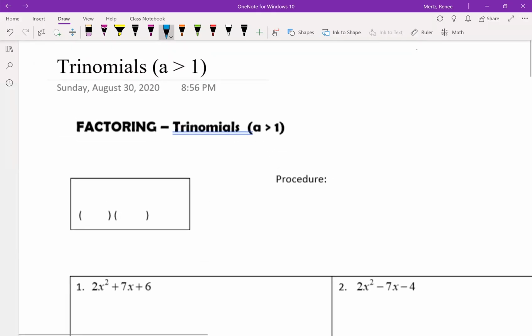Hi guys, today we're going to factor trinomials where a is greater than 1. When you do this, we're going to set it up like a factor by grouping problem, and we're going to combine the rules to factor trinomials.